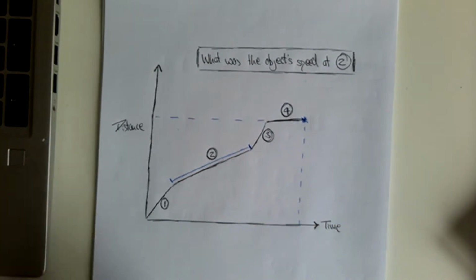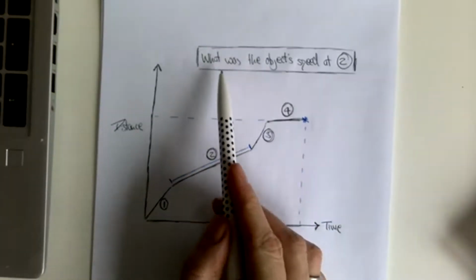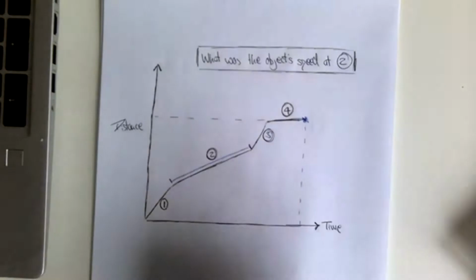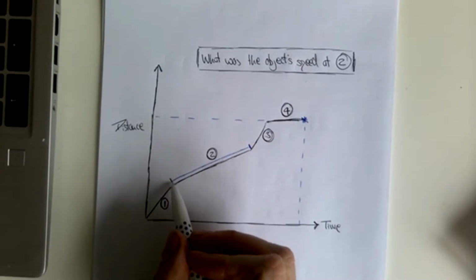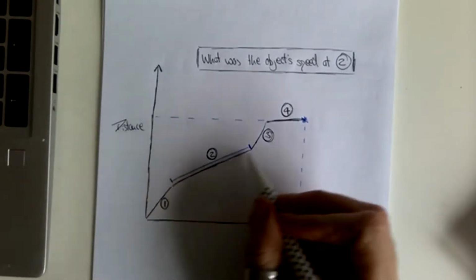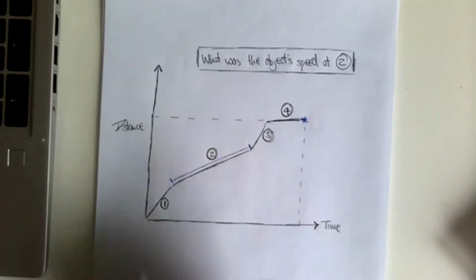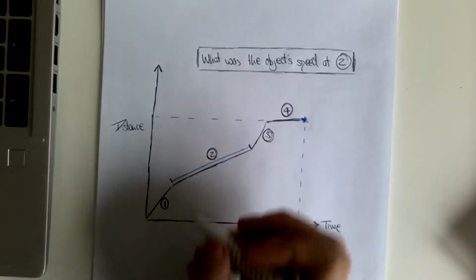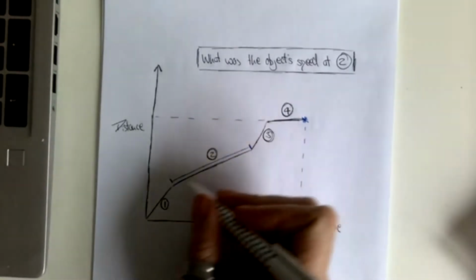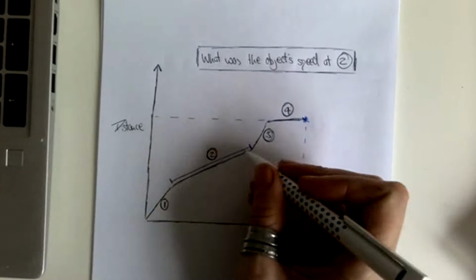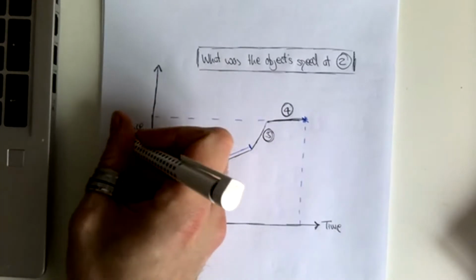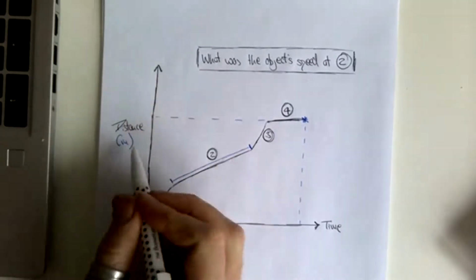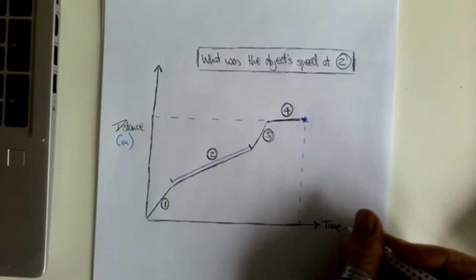Now, we've got an example distance time graph drawn out here with a question at the top that says, what was the object's speed at 2? So we're going to look in a minute at what was the speed of the object that this distance time graph is recording over this section of its movement. Okay, so we're going to look at that in a little bit. And just for the sake of each distance in this graph measured in meters, time measured in seconds.